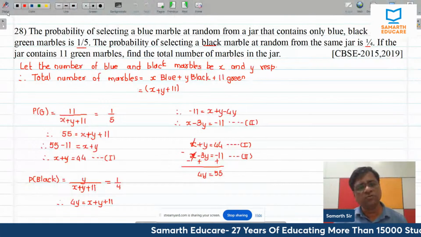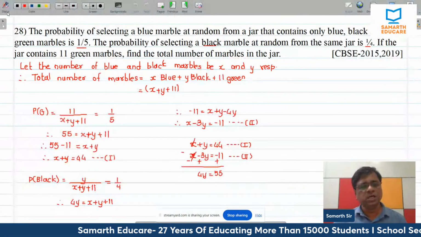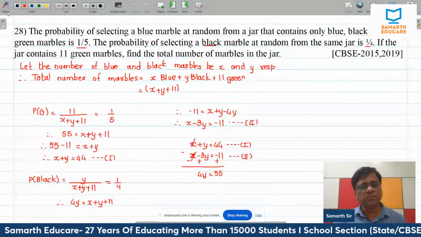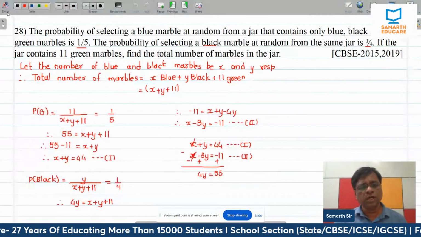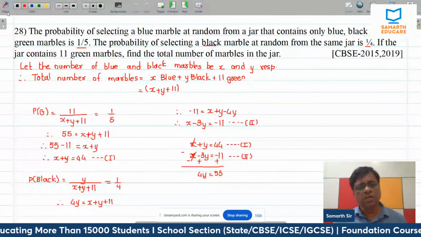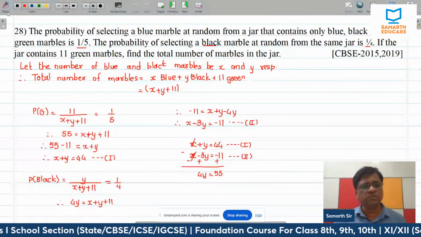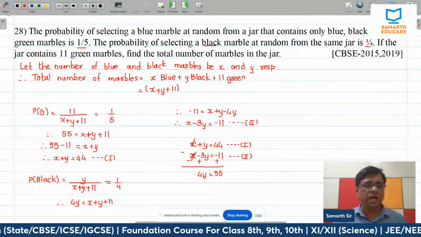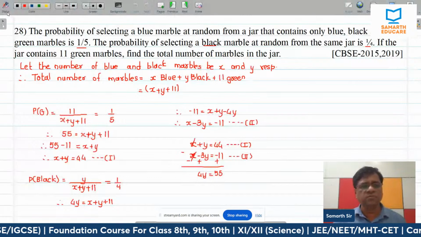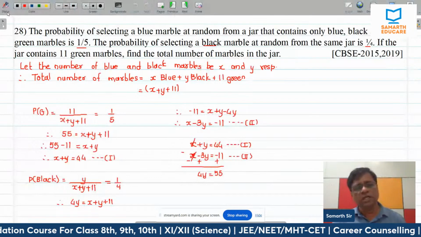So if I cross multiply this, I get 5x is equal to x plus y plus 11. If I take x on the other side, I get 4x, 5x minus x is 4x. If I take y on the other side, it becomes minus y, and this is 11. Let this be equation number 1.